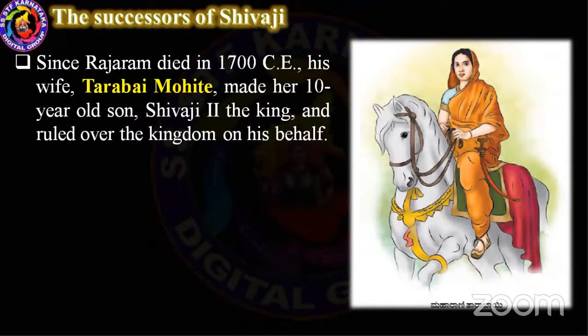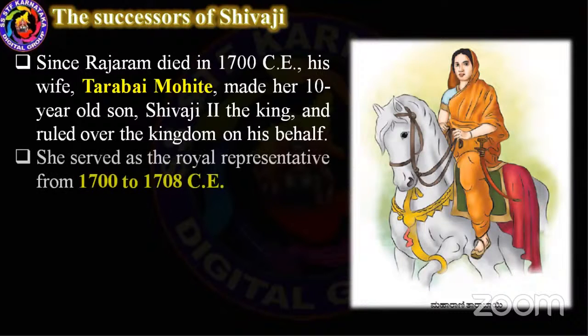Mohite, brought her son into power, and he was a 10-year-old son. Therefore, with his help, she started to run the administration there. She served as the royal representative from 1700 to 1708. For nearly 8 years, she ran the administration on behalf of her son.